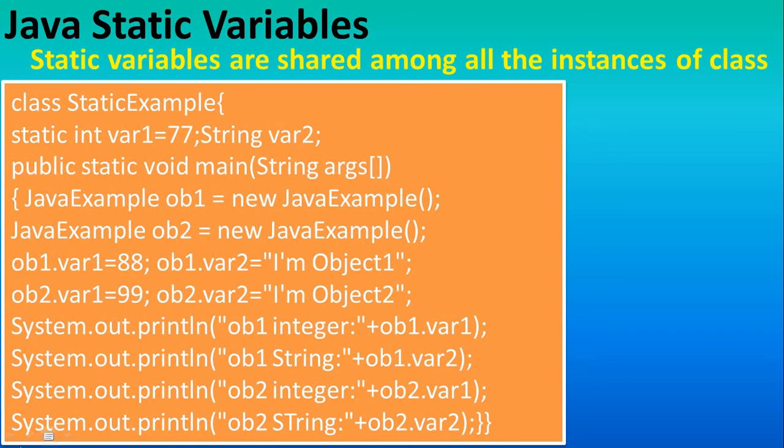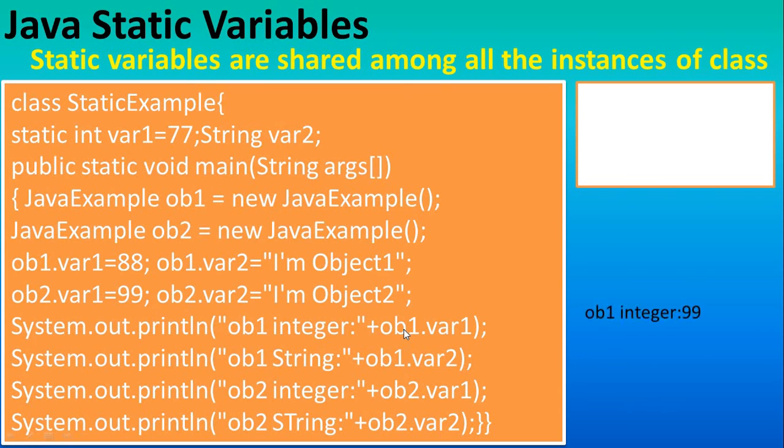Then if you use output statements like ob1.var1. So var1 is a static variable and its value we change 2 times, so it will give you the value 99, because whatever object you use doesn't matter, because static depends on the class and the changed value will be shared among all objects. So in output you get 99.